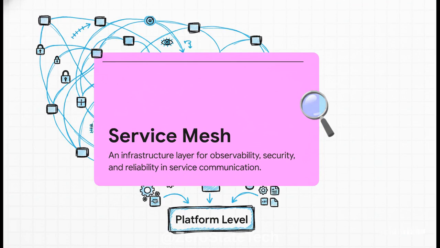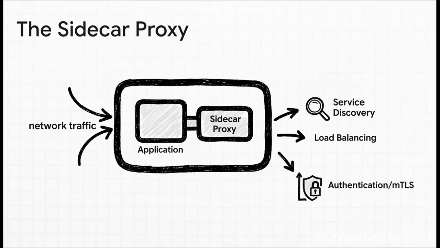So instead of you, the developer, having to code things like connection retries, encryption, or observability metrics into every single one of your apps, the service mesh just gives it to you, right at the platform level. It's a game changer. And the way it works is actually pretty genius. The mesh deploys this tiny, lightweight proxy, we call it a sidecar, right alongside every single one of your application containers. This little sidecar intercepts all the network traffic coming in and out.